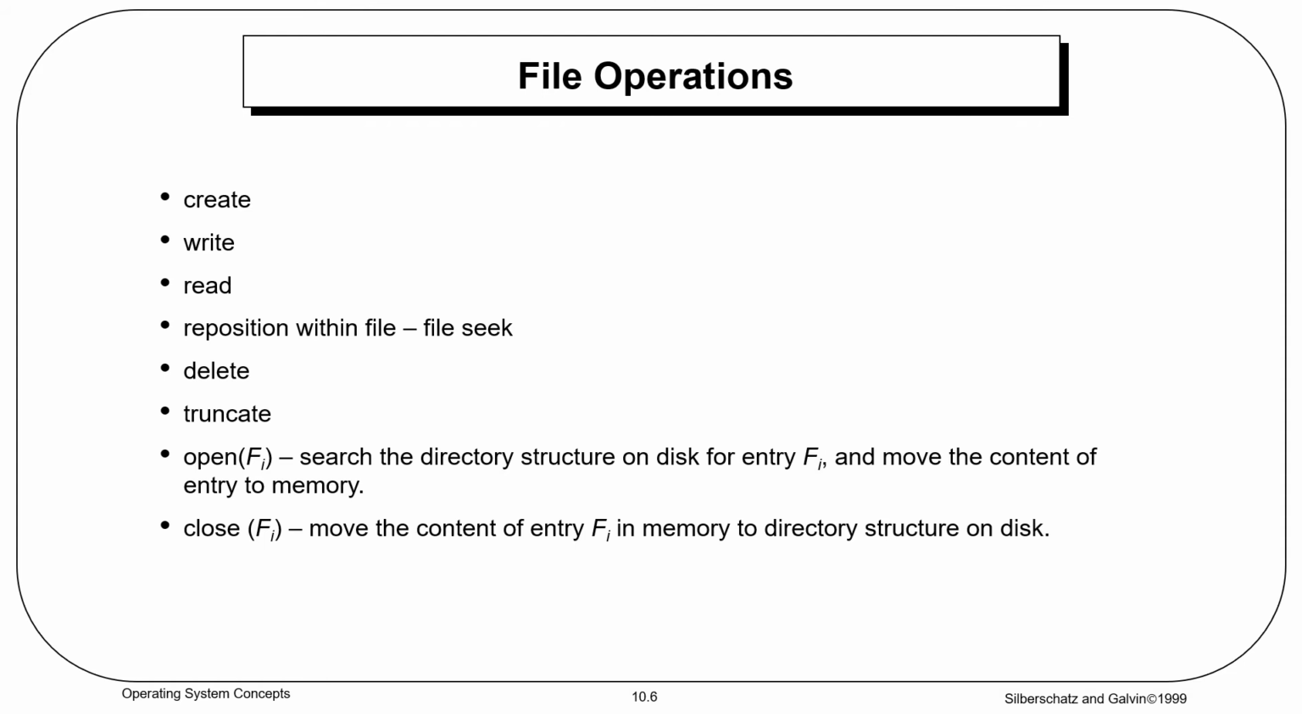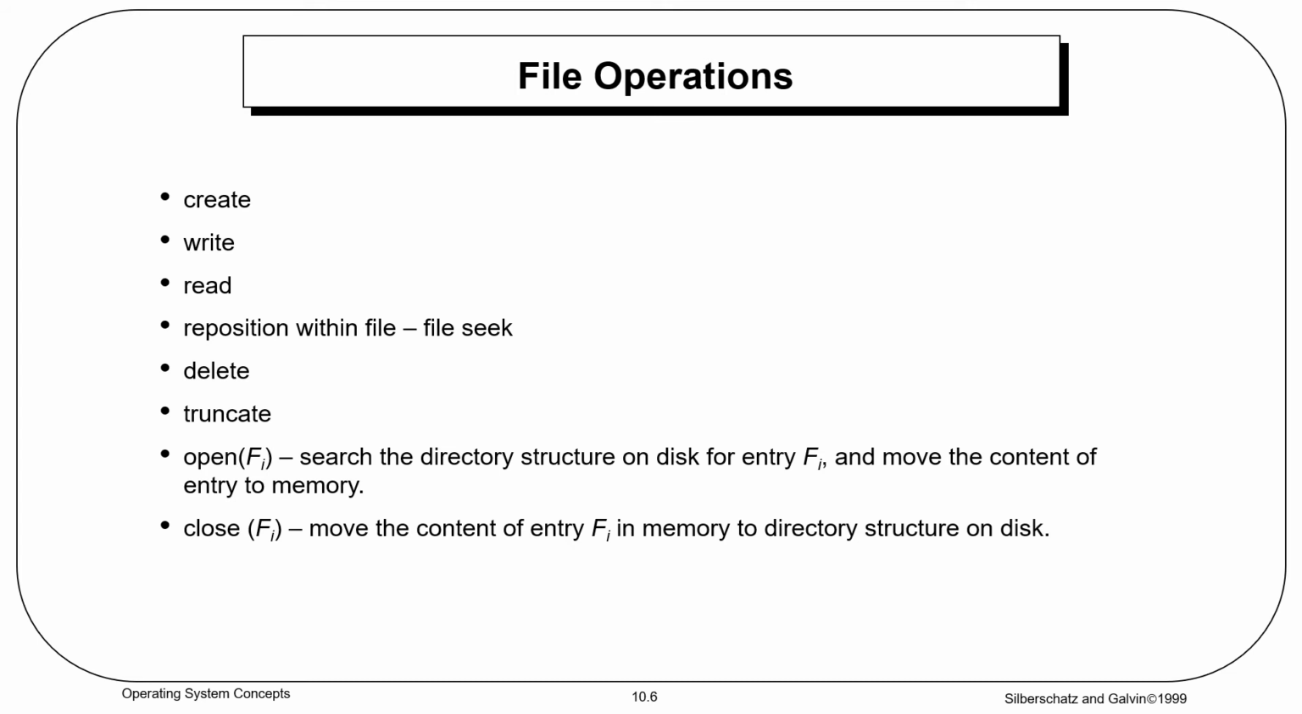Creating a file. 2 steps are necessary to create a file. The first one: space in the file system must be found for the file. We discuss how to allocate space for the file in the next session. Second, an entry for the new file must be made in the directory. After creating a file, it should be found in the directory.